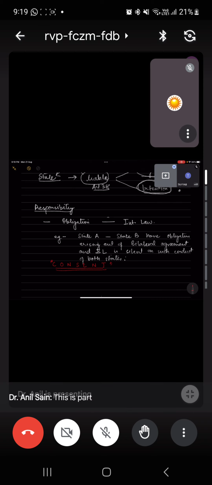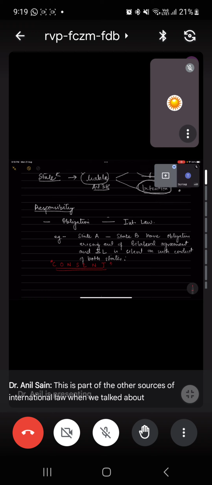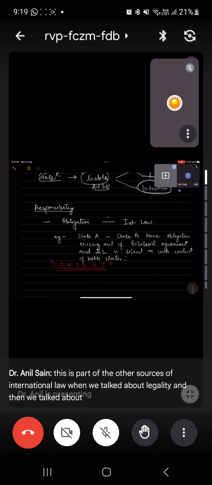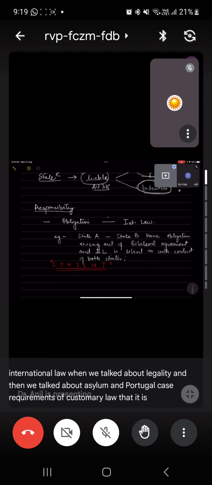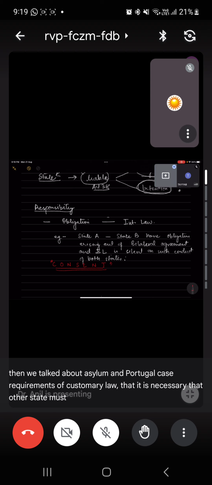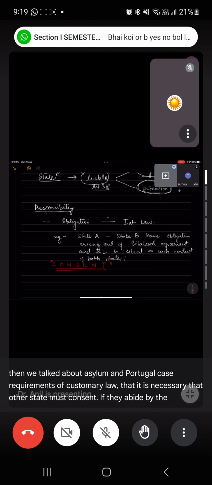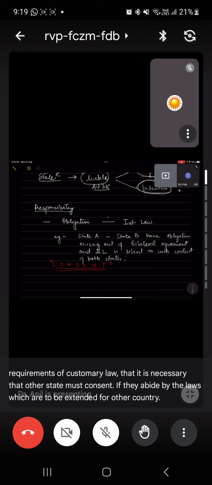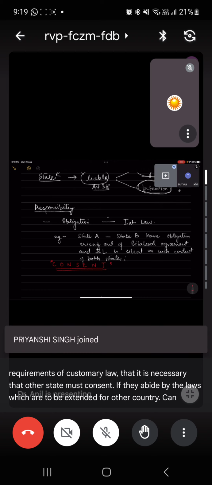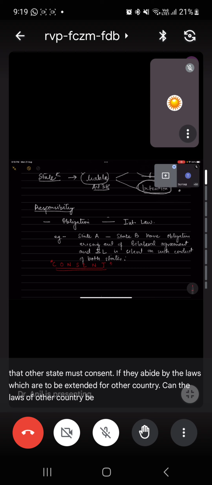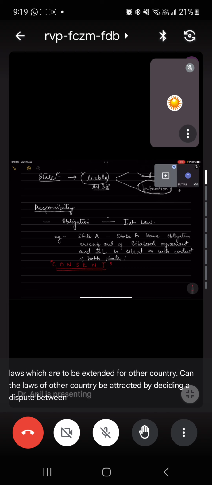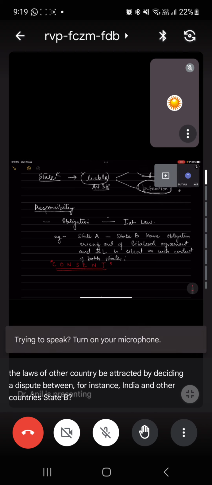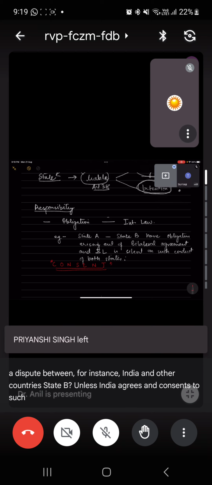This is part of the other sources of international law. When we talked about legality, and when we talked about asylum and the Portugal case, requirements of customary law, it is necessary that the other state must consent if they abide by the laws which are to be extended to another country. Can the laws of another country be attracted while deciding a dispute between, for instance, India and another state B? Unless India agrees and consents to such becoming a part of jurisdiction.